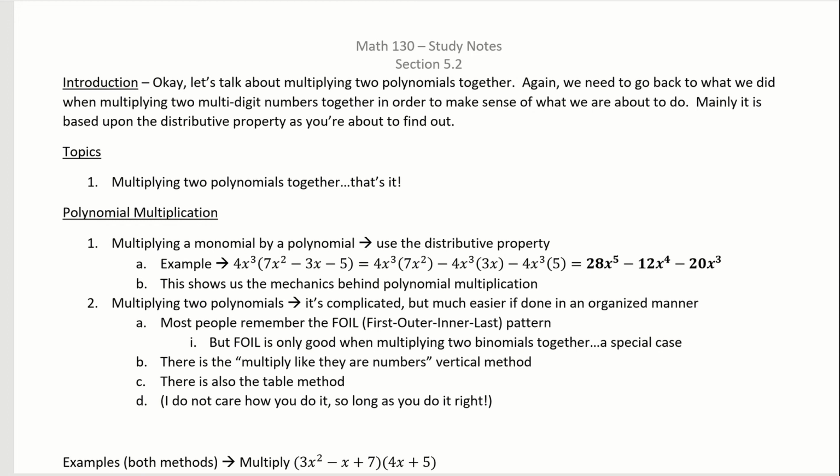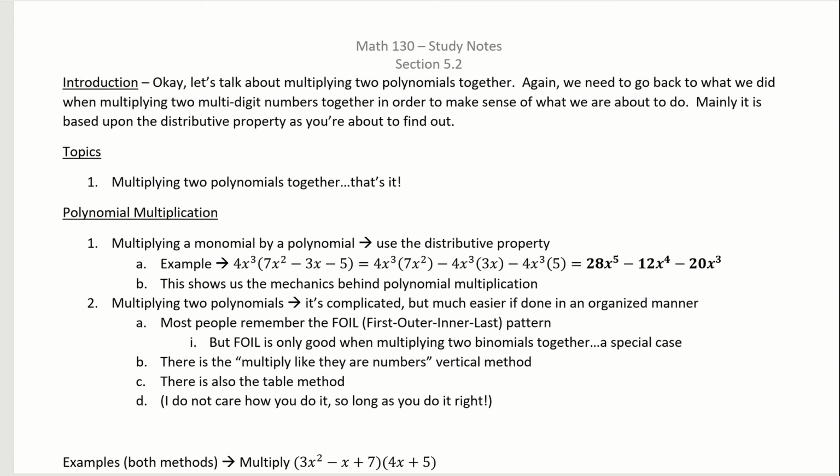Okay, multiplying polynomials together. Let's do this. Let's get this going. Figure out a way to do it, earn points on tests for doing it right. And again, I'm going to show you two different methods for doing it. One is mimicking how you do it with numbers, and the other is a table method.